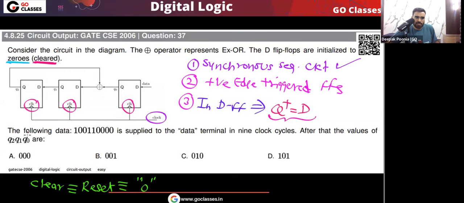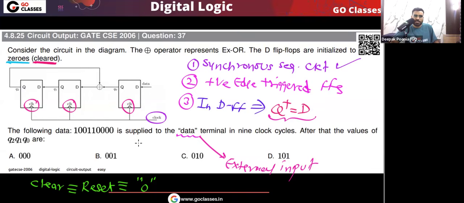Now the question is saying the following data is supplied to the data terminal. This is the external input. So there is an external input data that is connected to the D input of this flip-flop. Please understand, it is connected to the D input of the flip-flop. You can see the outputs are Q2, Q1, Q0, so this external input data is connected to the D input of the Q0 flip-flop.